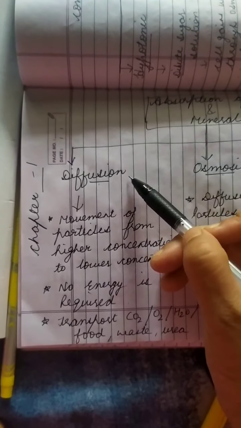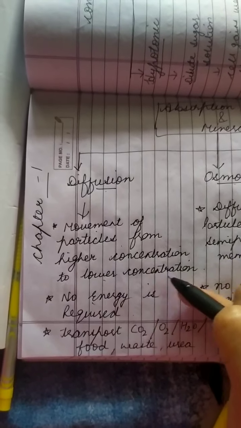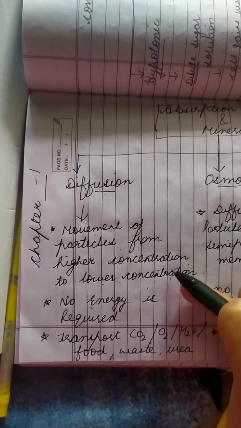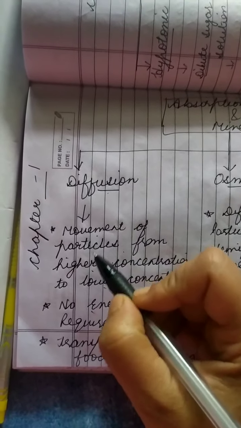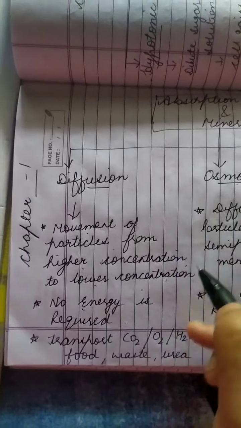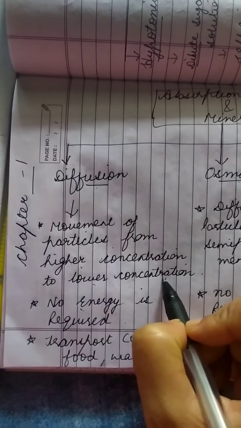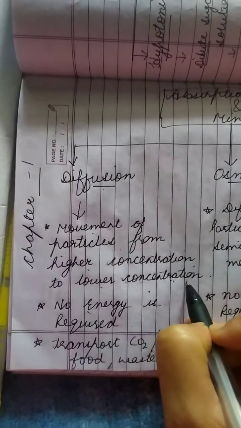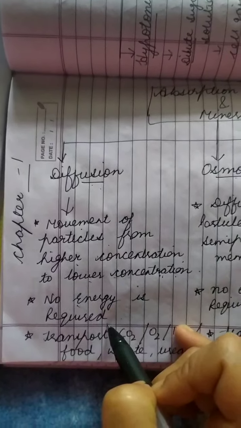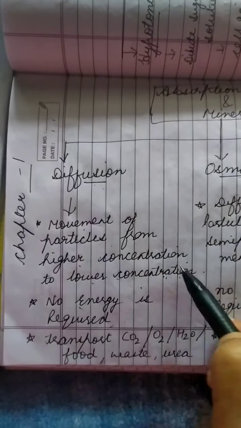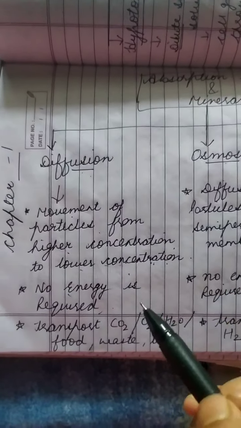So what is diffusion? Diffusion is the movement of particles from higher concentration to lower concentration. Means where the concentration is high, the molecules of the higher concentration move towards the molecules of the lower concentration until they are eventually distributed among the lower concentration. In the process of diffusion, no energy is required. So diffusion happens directly from the higher concentration to the lower concentration.